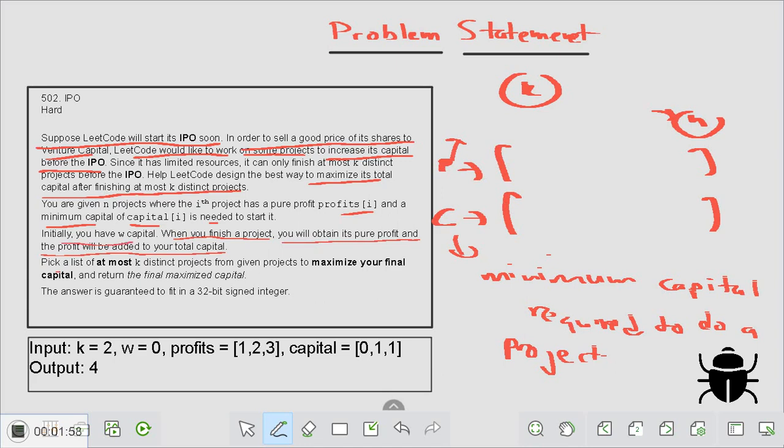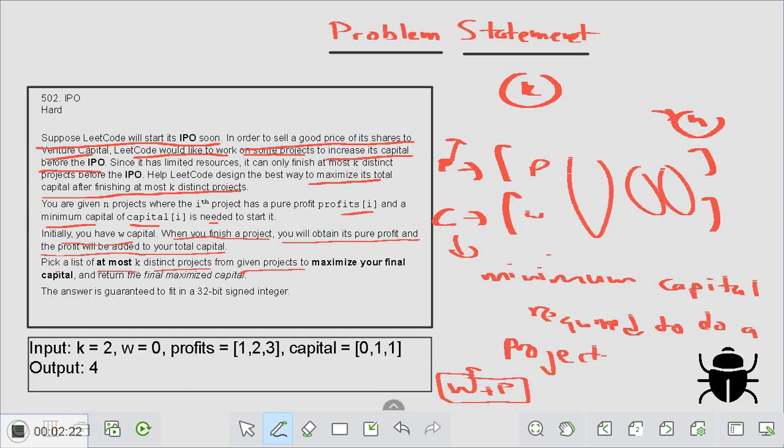So if I have W capital and I do a project which has P profit, and the minimum capital required is at most W, I can do this project, and my net capital after doing it will be W plus P. And since I have increased my capital, I can do further projects. Pick a list of at most K distinct projects from the given projects to maximize your final capital and return the final maximized capital.